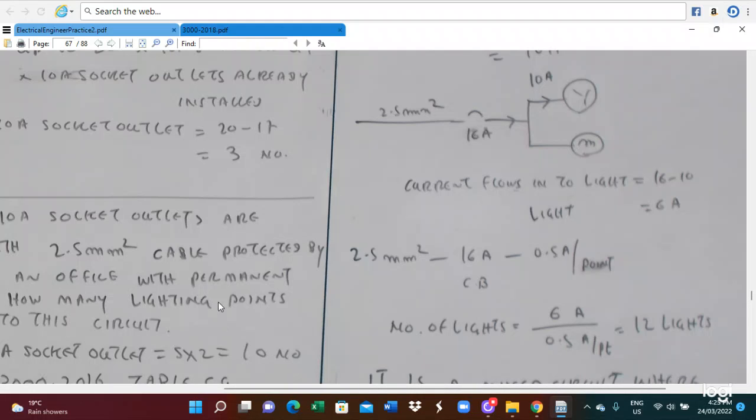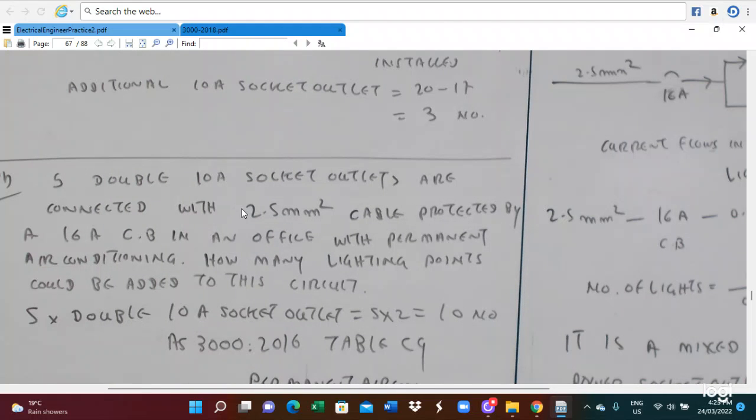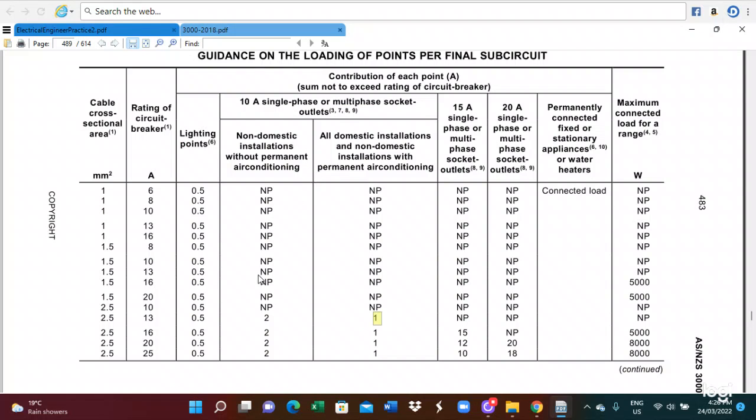In this problem, firstly we find the 2.5 millimeter square cable with a 16 ampere circuit breaker. For every circuit breaker, one light or one socket outlet draws 1 ampere, because of the cable used in domestic installation. So that will be 2.5 and 16. It draws 1 ampere per point, and 16 divided by 1 gives 16 points. So firstly, we get 16 points.